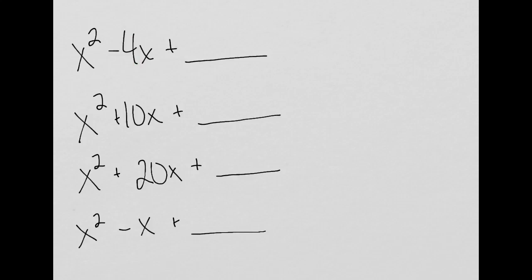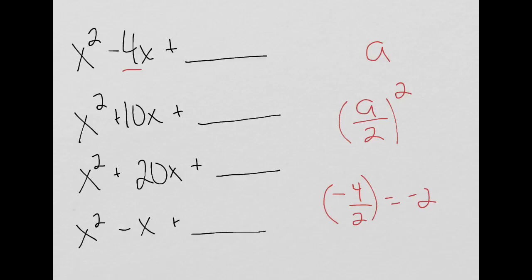So what I do, if that number was a, for example, here a would be -4, then what I do is I take a, I divide it by 2, and then I square it. So we'll do it for that 4. I take the -4, I divide it by 2, that gives me -2, and then I square -2, so -2 squared, that gives me 4. So for this one, I'm going to add 4.